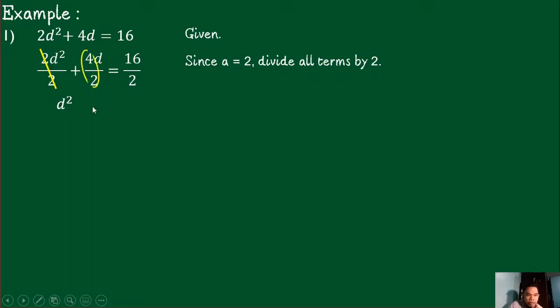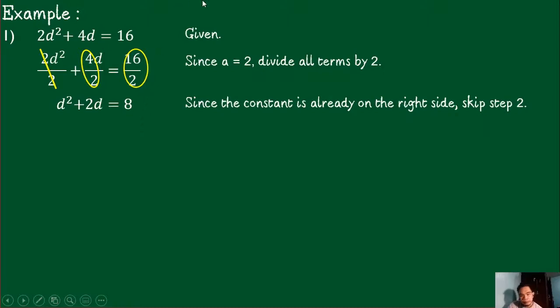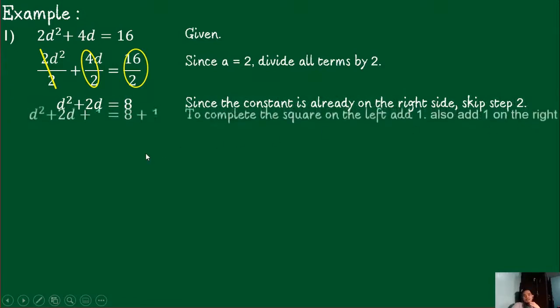4 divided by 2 is equal to 2. Then copy the variable in the numerator. So that is 2d equals 16 divided by 2, which is equal to 8. Since the constant is already on the right side, we can now skip step 2.